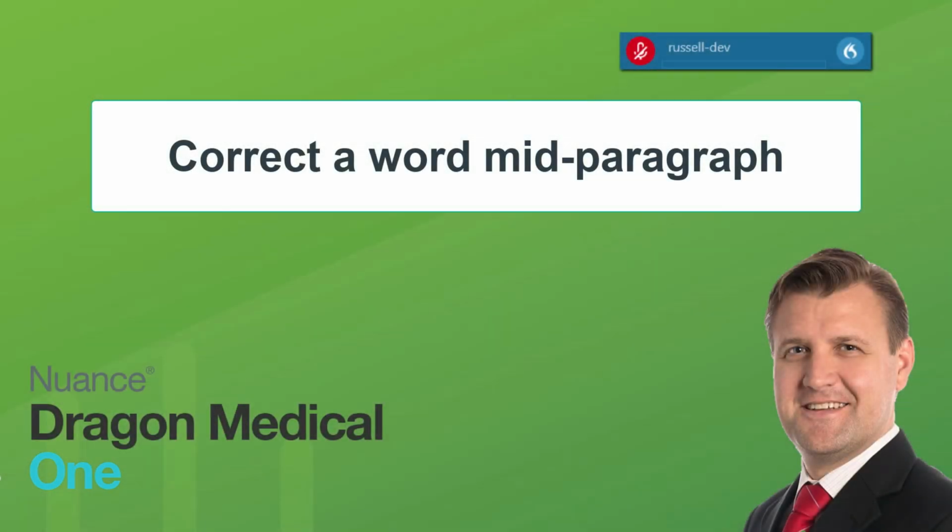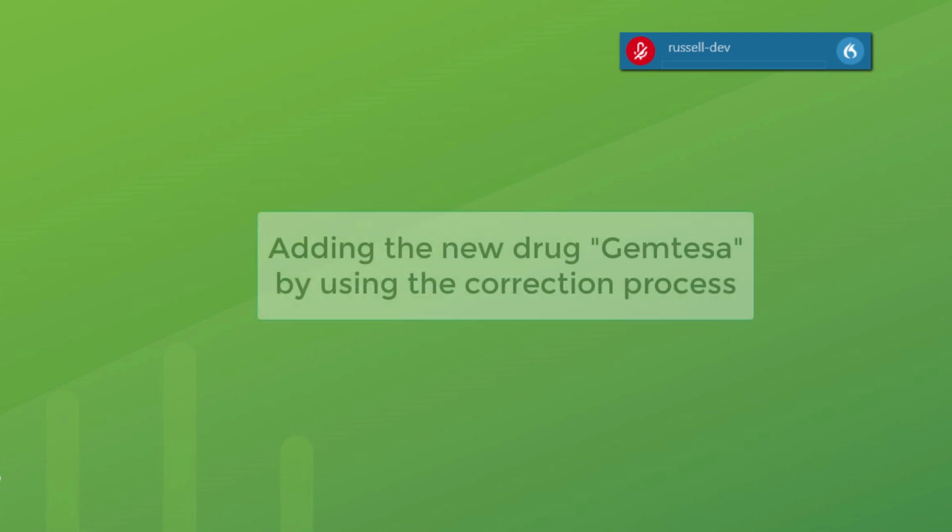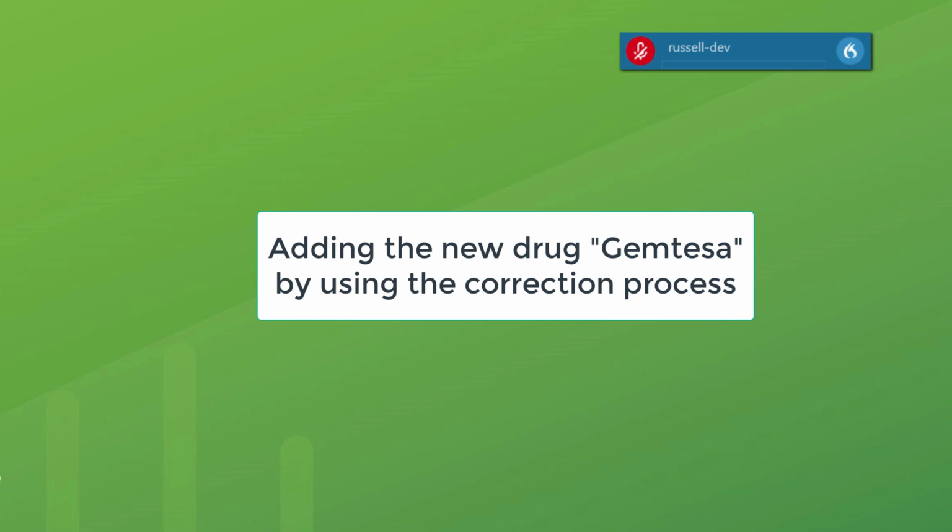You can also add a word mid-sentence or make a correction mid-sentence or mid-paragraph with Dragon Medical One. You don't need to go into the vocabulary editor manually in this instance. You simply say the phrase, make the correction, and it will be added. I'll demonstrate with a new drug name which was released in December last year.